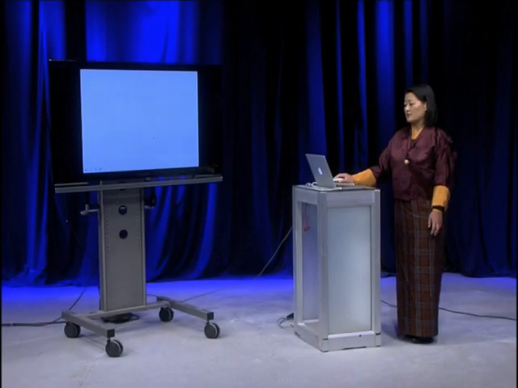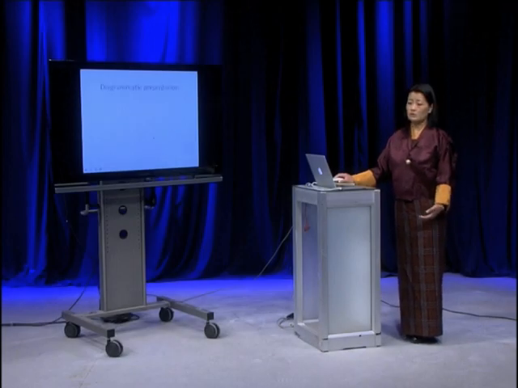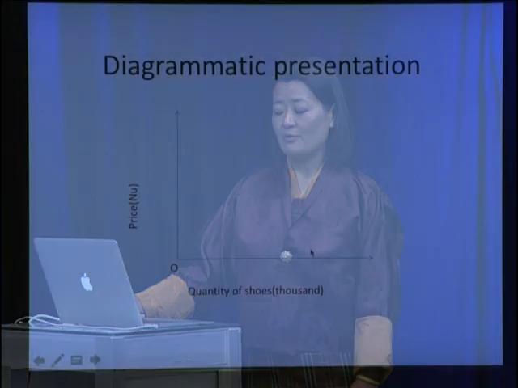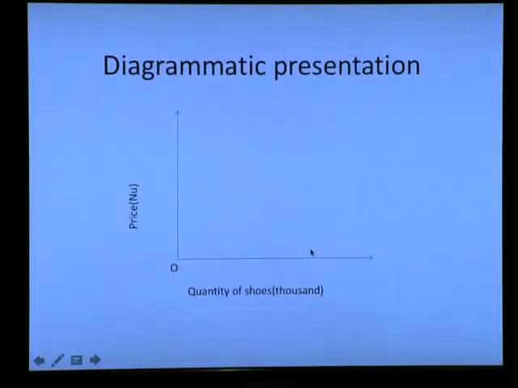Now, you can also have a diagrammatic presentation. In other words, you can use a graph to explain how the prices of the commodities are determined in the market. So here I have the y-axis and x-axis. On the x-axis, you are going to plot the quantity of shoes in our example, and on the y-axis, you will have price. Now we have the demand curve, which is sloping downward.